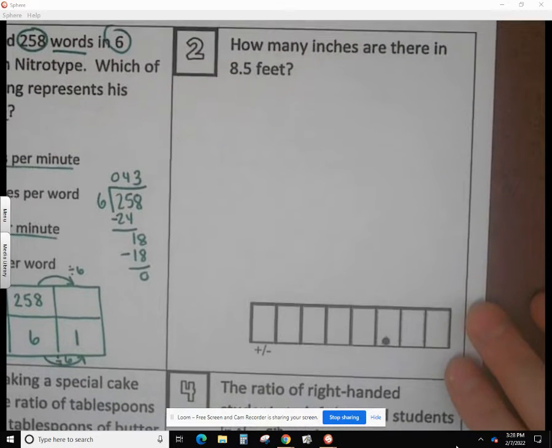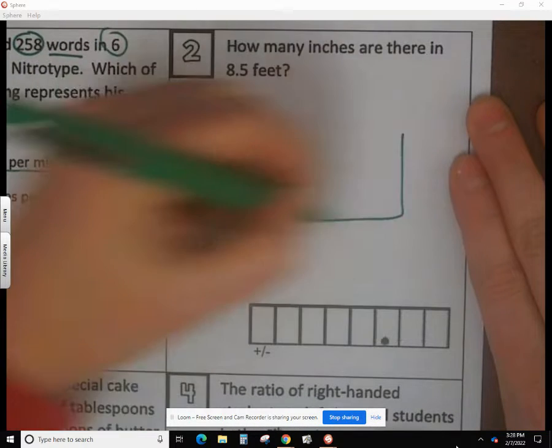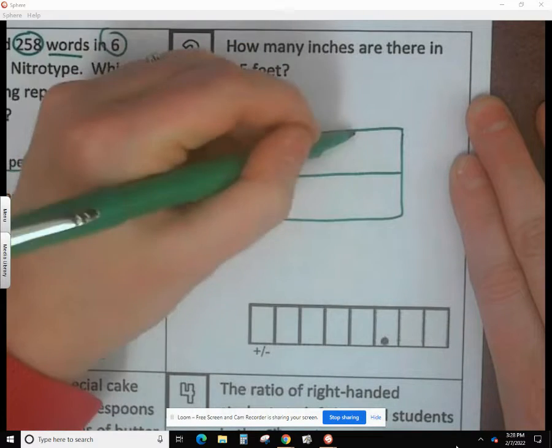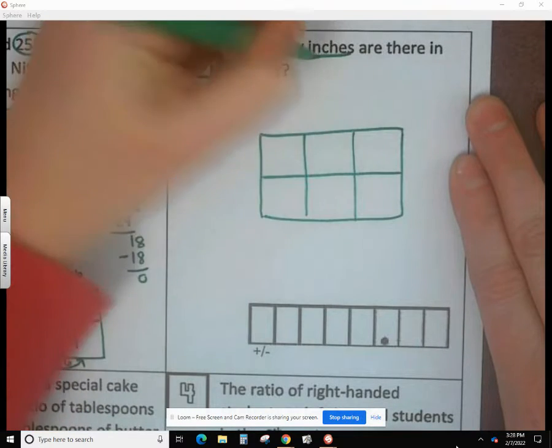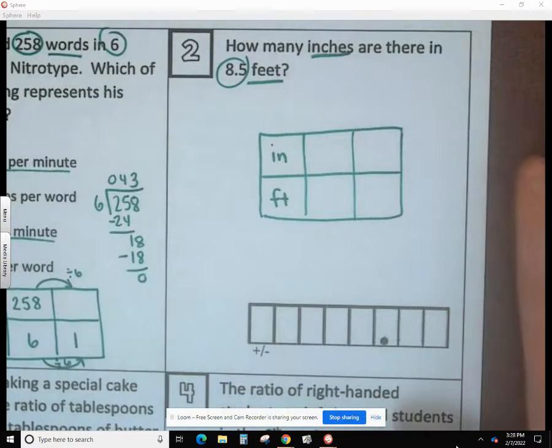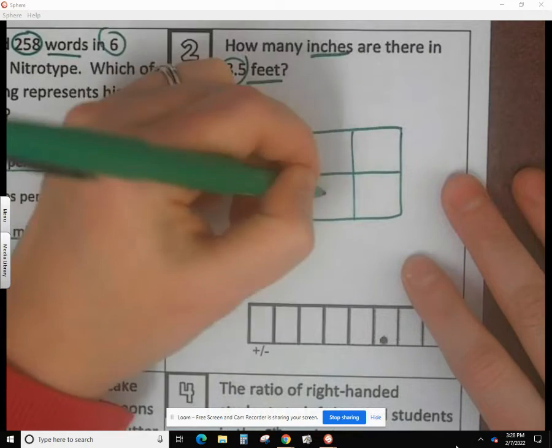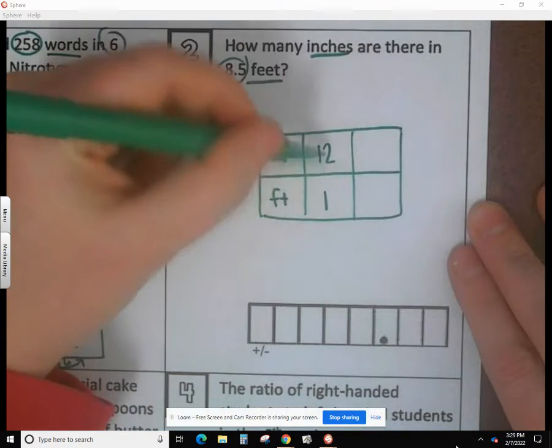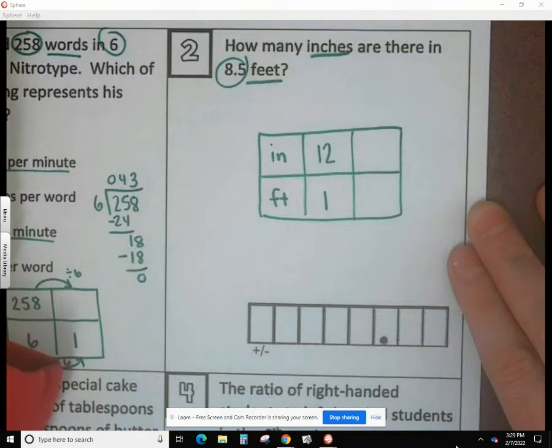Question number 2 is measurement conversion, which we can also use the box for. And we're talking about inches and feet. So we look at our chart. Your star chart will tell you that 1 foot is equivalent to 12 inches. So we always put our conversion rate first.